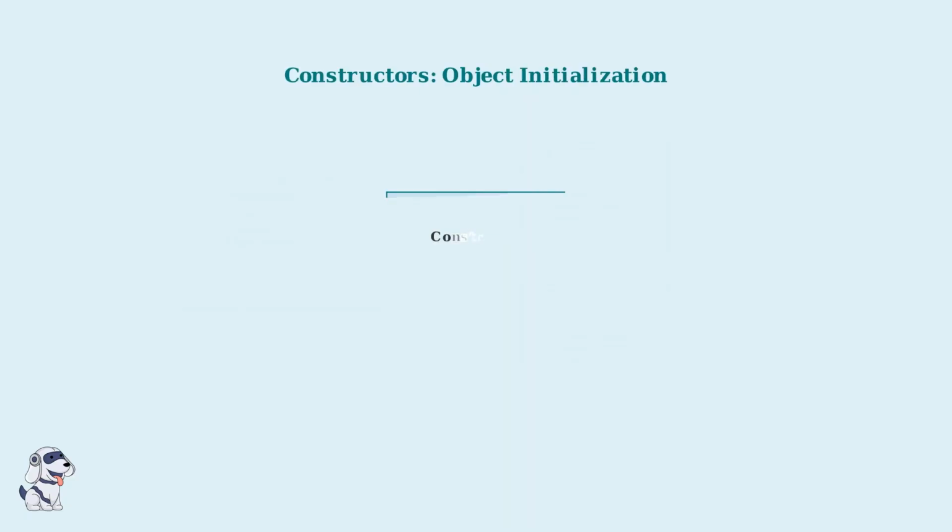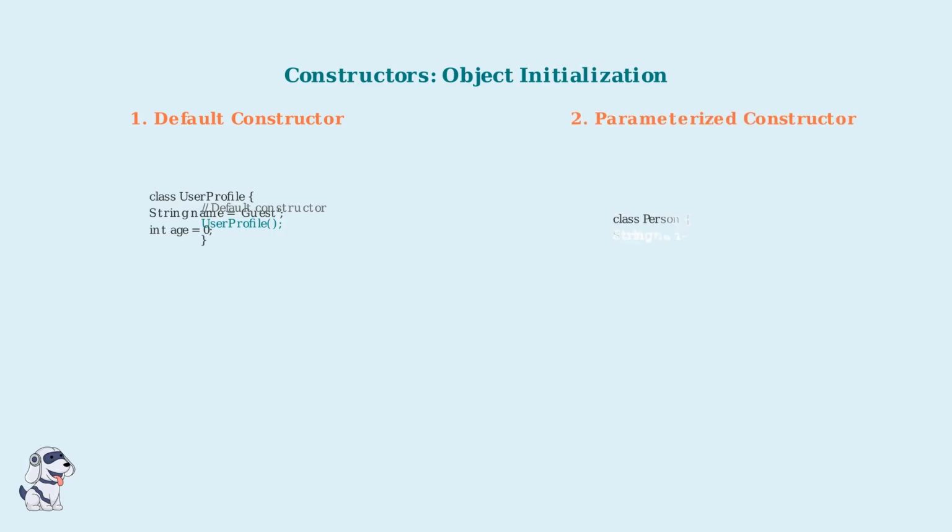Constructors are special methods that initialize objects when they are created. They set up the initial state of an object by assigning values to its properties. Dart supports several types of constructors. The default constructor is automatically provided if no constructor is defined. It initializes objects with default values. Parameterized constructors accept arguments to initialize object properties with specific values. This allows you to create objects with custom initial states.